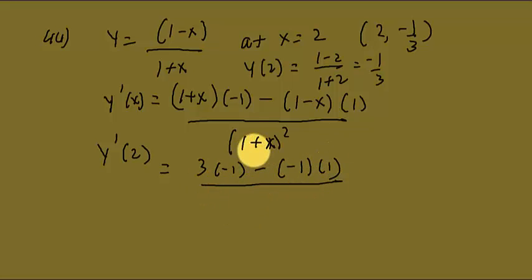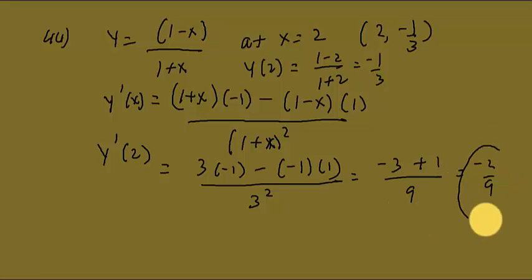2 plus 1 is 3, so 3 squared. So if we clean this up, it turns out to be negative 3 plus 1 all that over 9, and this simplifies to negative 2 over 9. So this is my slope.